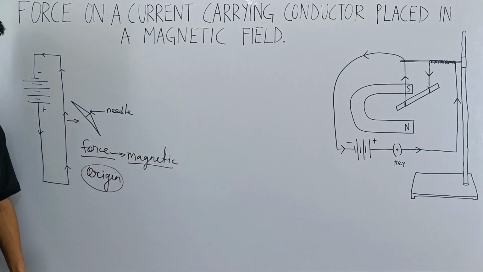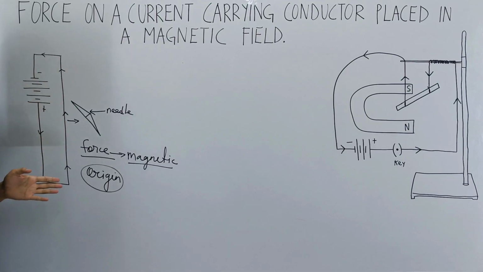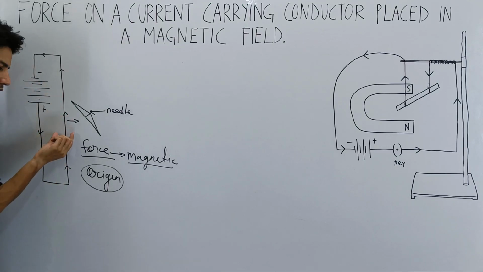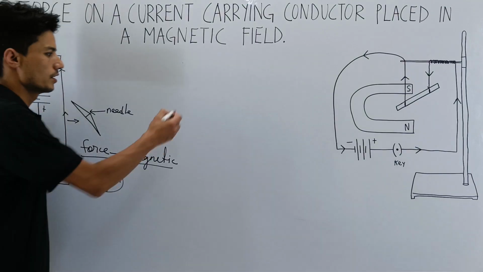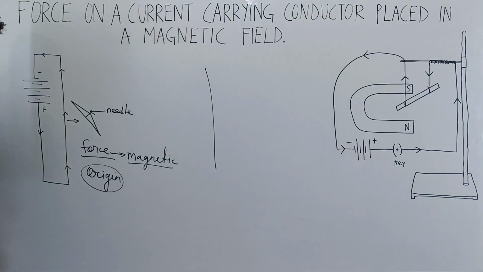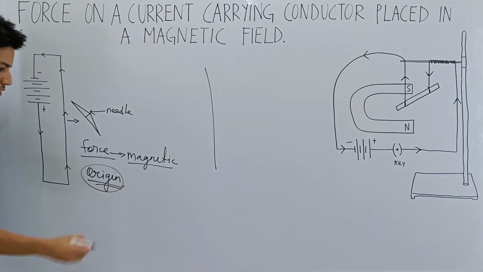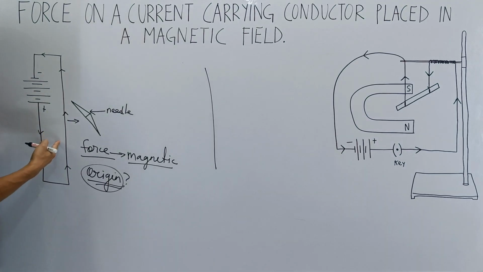Now, what is the origin of this force? How did this wire produce magnetic field? How did this wire produce magnetic force? It's just a wire, isn't it? It's just a wire. So how did this wire produce magnetic force? It's interesting how a piece of wire is able to produce magnetic force. We want to know how this piece of wire produced magnetic field.